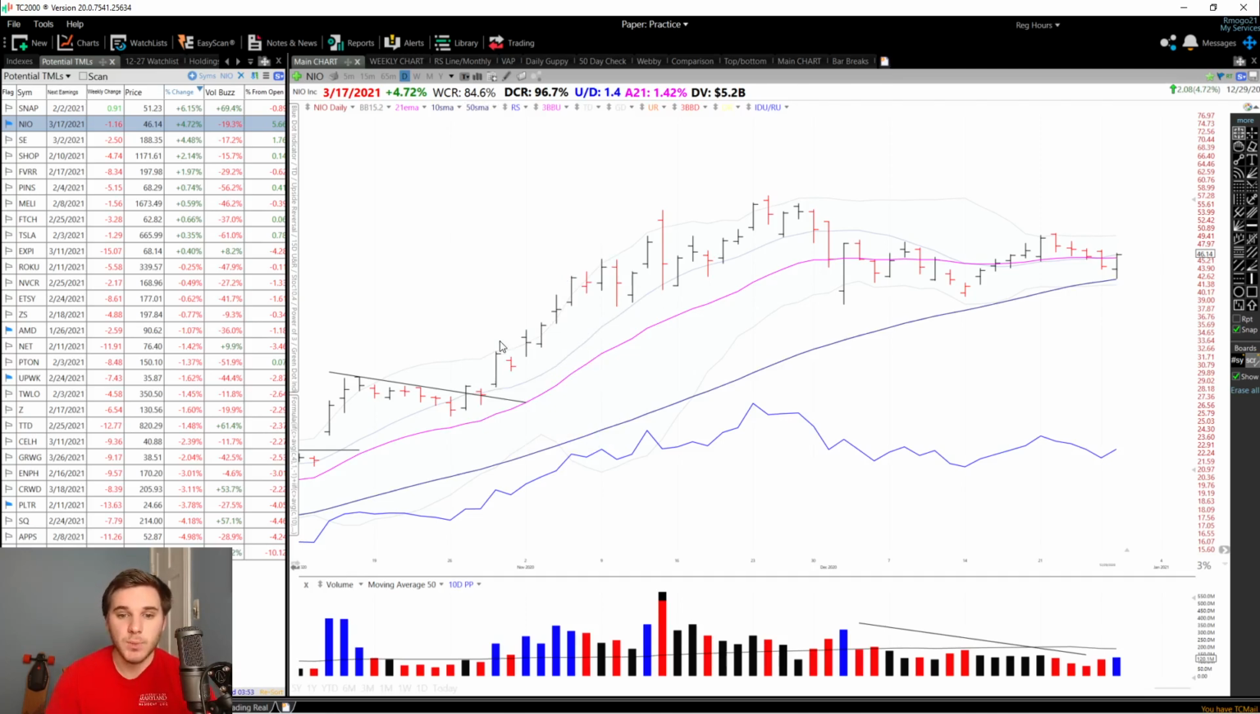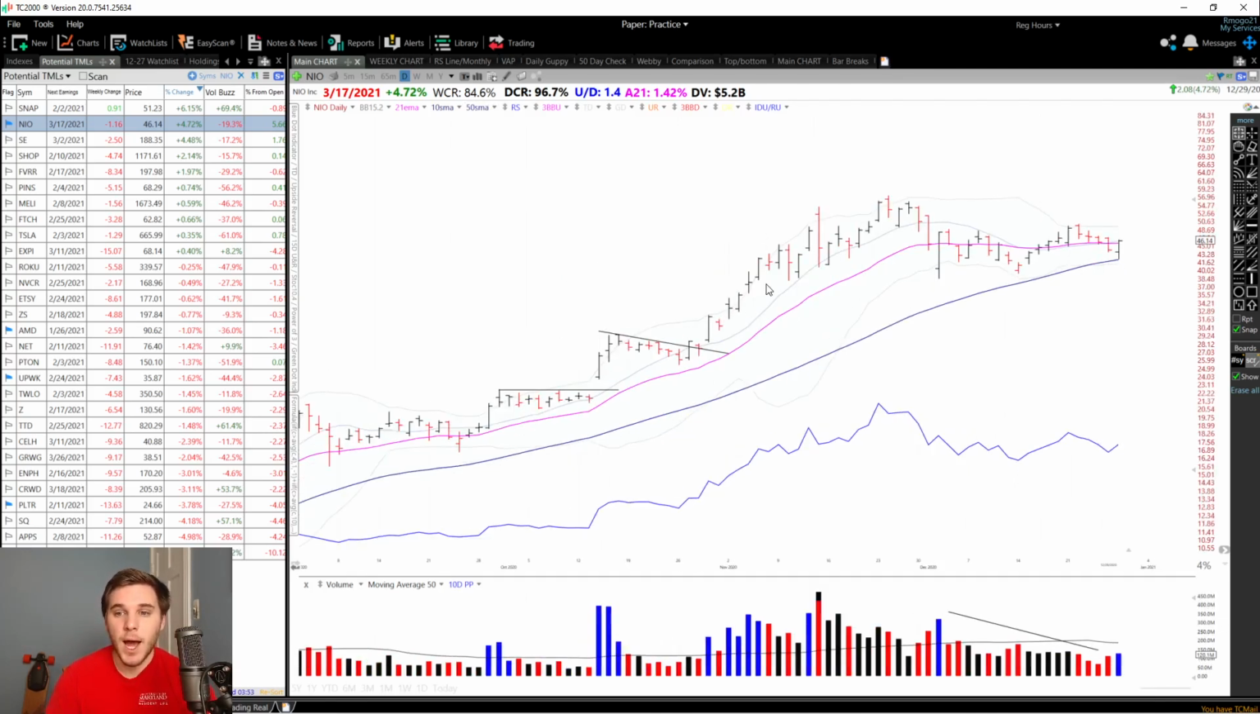So after a stock has broken out from a downward trend line, I want to see it ride either that upper Bollinger Band and then stay above this 10-day right here, just like NEO did after this breakout.